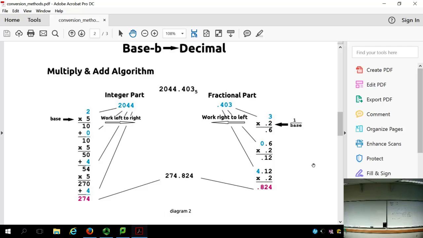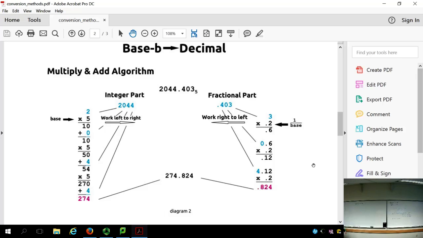We start off to work this number through. Let's go ahead and work this one: 2044.403 in base 5. This one? You like this one better? I don't like it better. I like the other one better, but this one was easier to grasp quickly, because it's just 2 things repeating themselves.